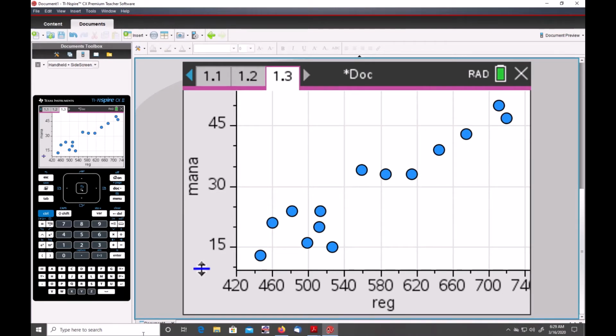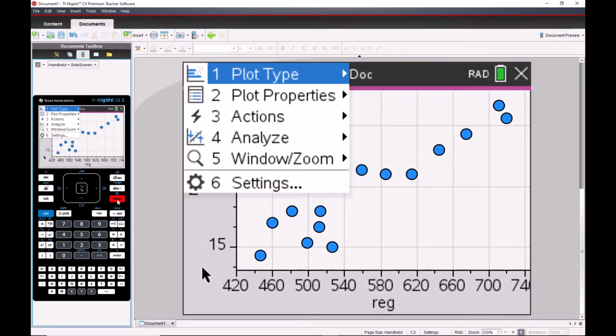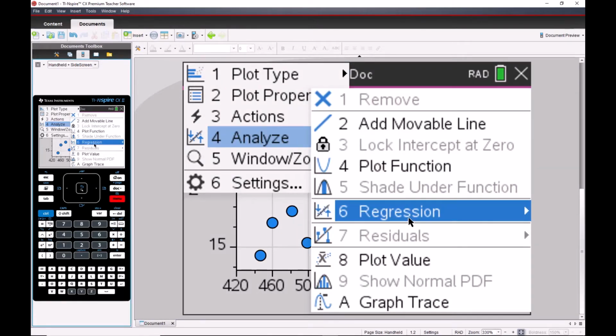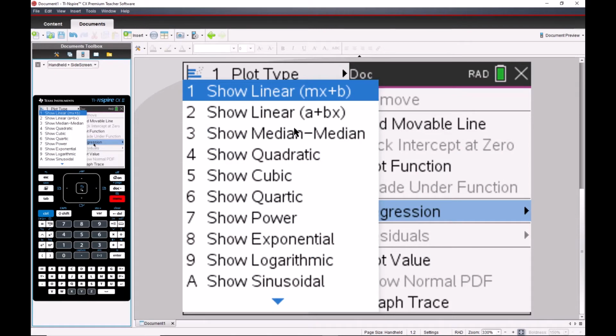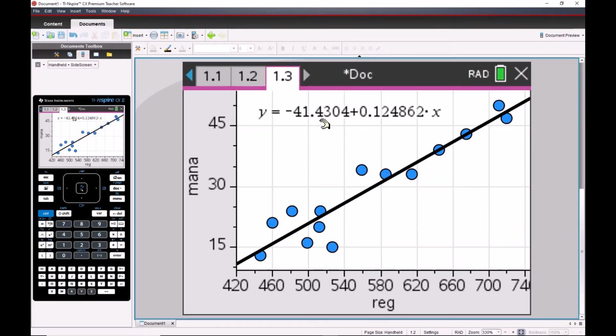You can go ahead and add in the LSRL since we've already come up with what that's supposed to be. So we can just go to Menu, and I think it's under Analyze, Regression, and Show Linear A plus BX. All right, so there it is, and it will give you the actual regression equation along with it. Of course, it doesn't put the hat on there, but yeah, lines up pretty well. And so that was one of the first things we were supposed to do.